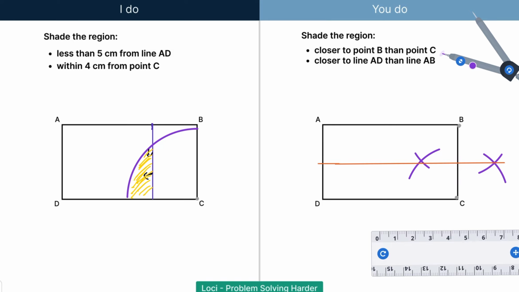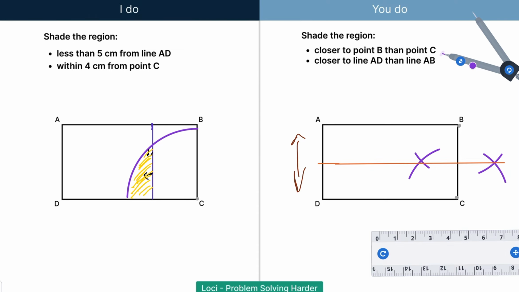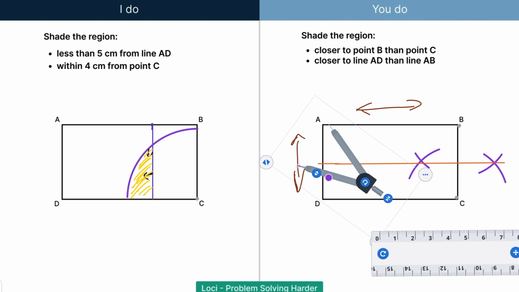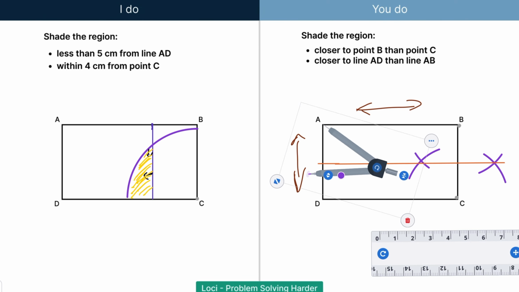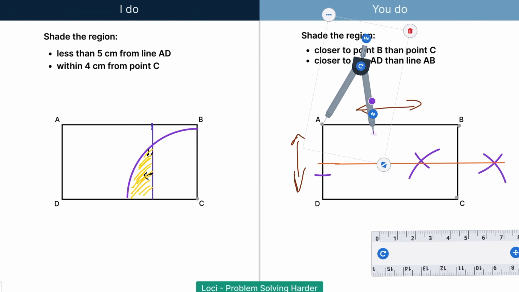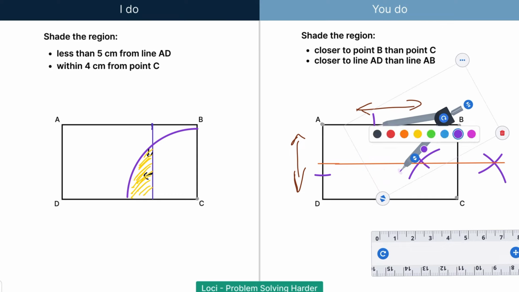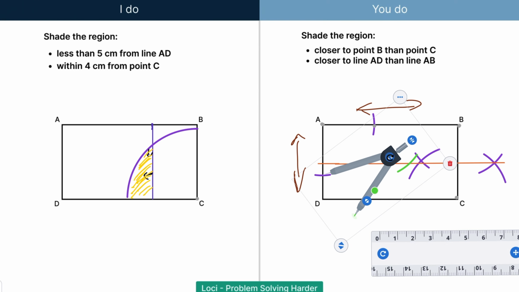Now it's saying shade the region closer to point B than C, and then it says closer to line AD than AB. So that is talking about sort of AD is there, and then AB is there. So that means I need to bisect at point A. So come to point A, rotate that, make a mark there, rotate that again, make a mark there, take this, put it onto here, rotate that. I should probably use a different color at this point so it's not too confusing. Make a mark there, put it there.